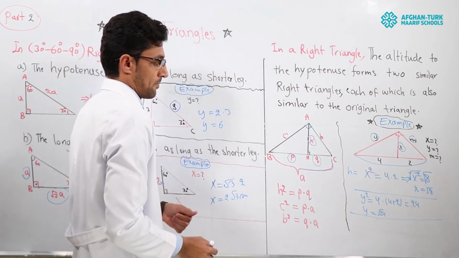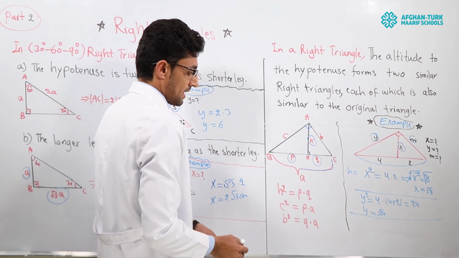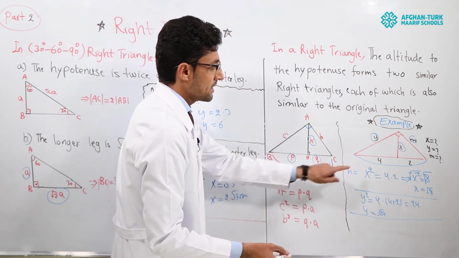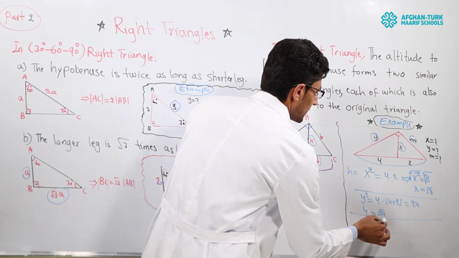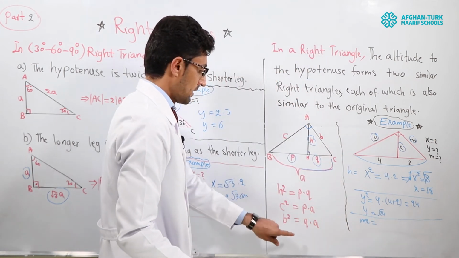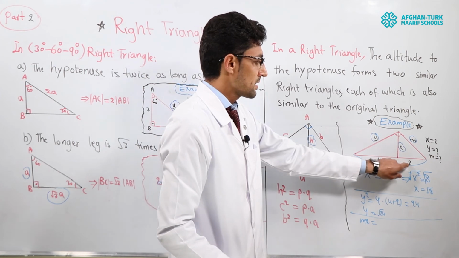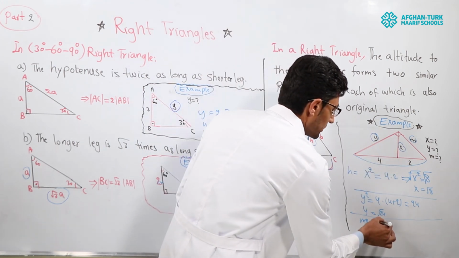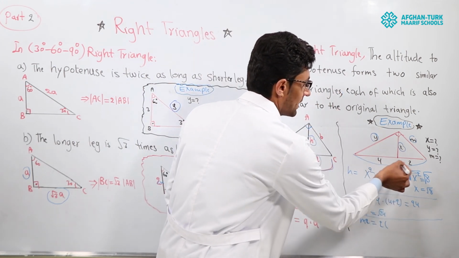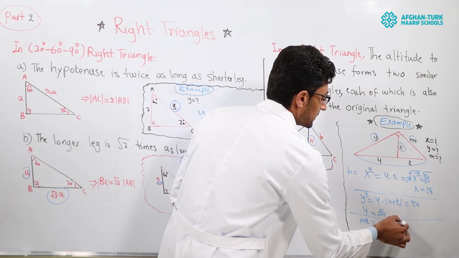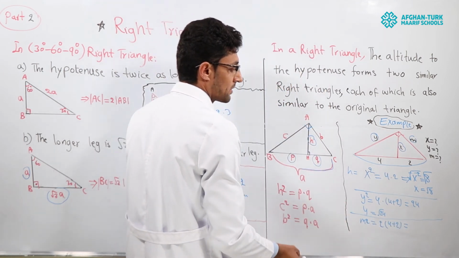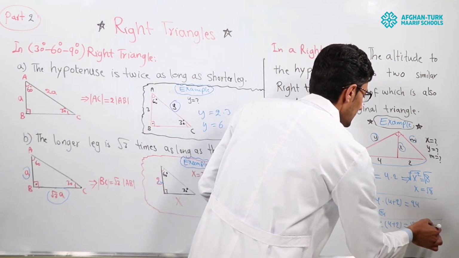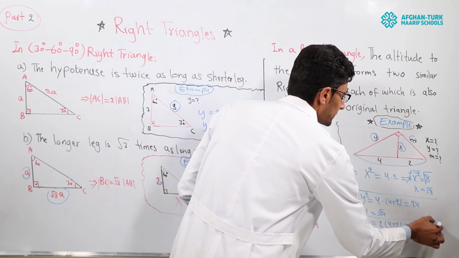And the last one. B square, it means M square, is equal to what? Q multiple A. This is called Q. 2 multiple, what is A? 4 plus 2. 2 plus 4 is 6. 6 multiple 2 is 12. And what is the value of M?